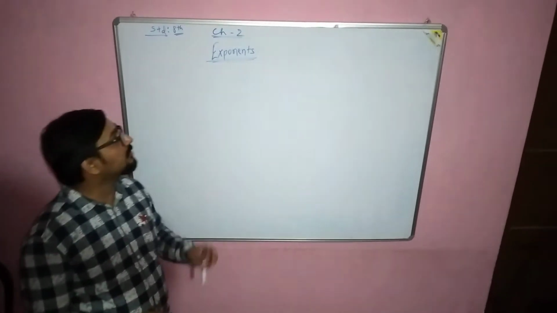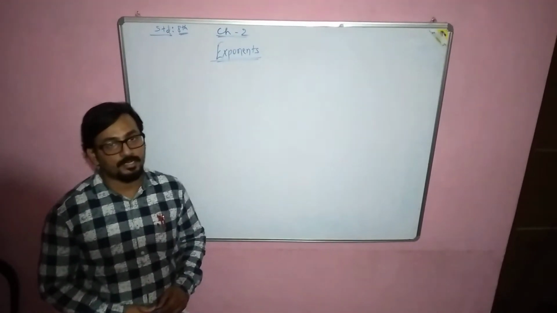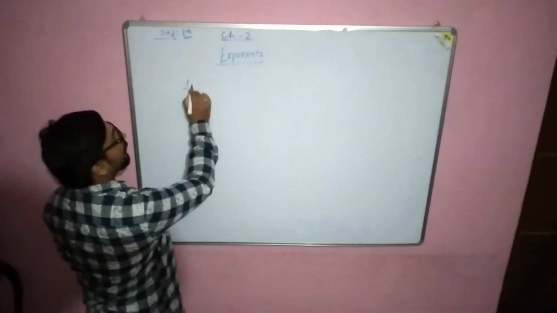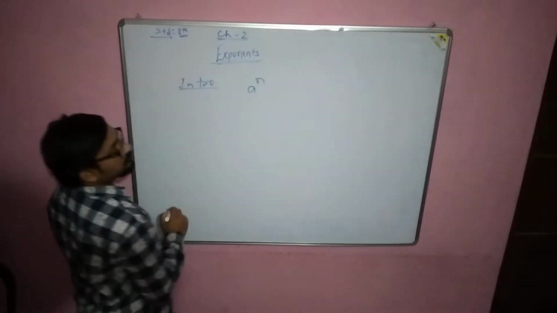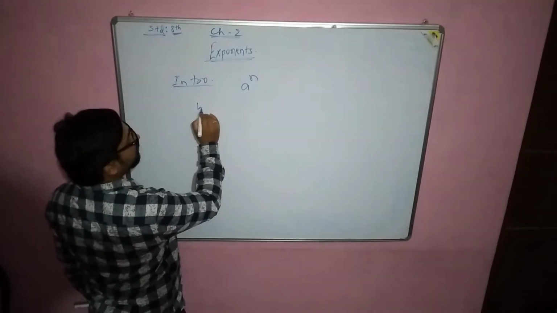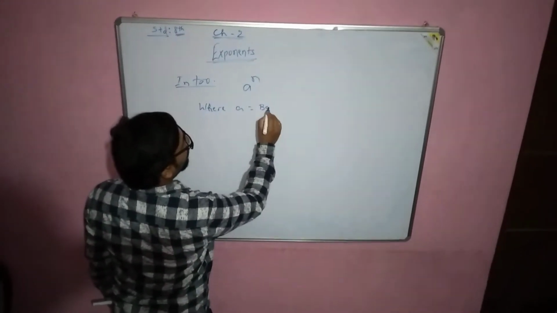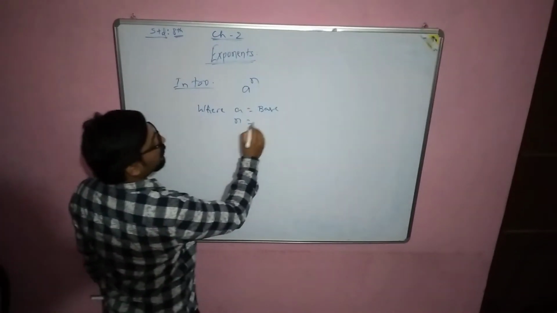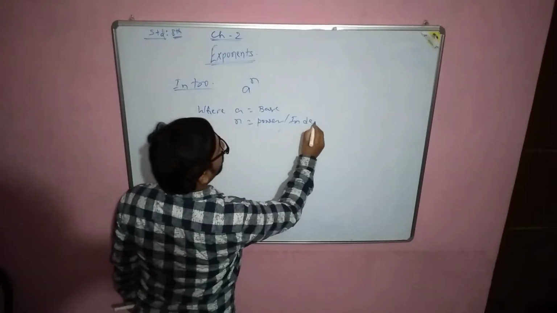Today I am going to start chapter 2, exponents, from standard 8. First of all, write introduction. a to the power n. Here a equals the base and n equals the power, which we also call the index.